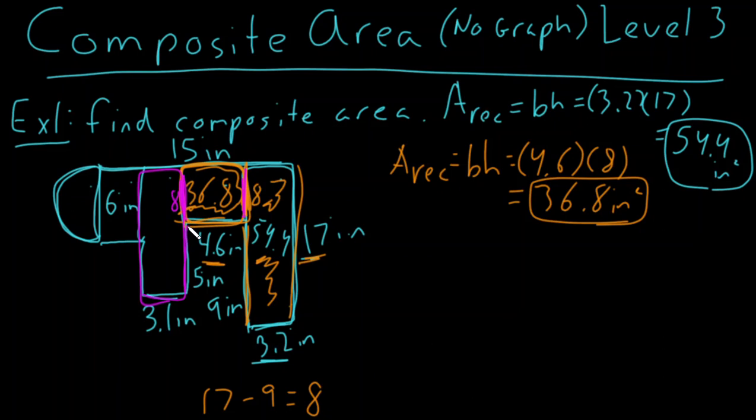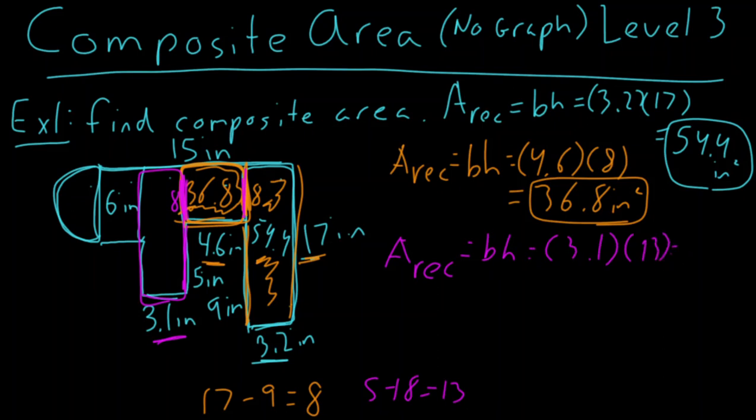And so it turns out that for this magenta rectangle, well, we know, of course, it's still base times height, where our base was 3.1 times. And in this case, our height, we know that it was 5 and 8, and so 5 plus 8, of course, will give us 13. So we have 3.1 times 13. Let's go ahead and multiply that. 3.1 times 13, and that will give us 40.3.